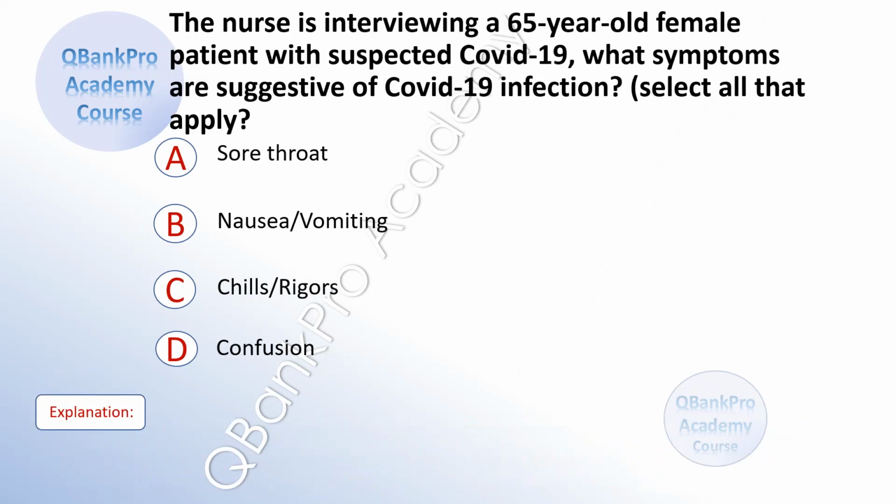The nurse is interviewing a 65-year-old female patient with suspected COVID-19. What symptoms are suggestive of COVID-19 infection? Select all that apply. Sore throat, nausea, vomiting, chills, rigors, and confusion.